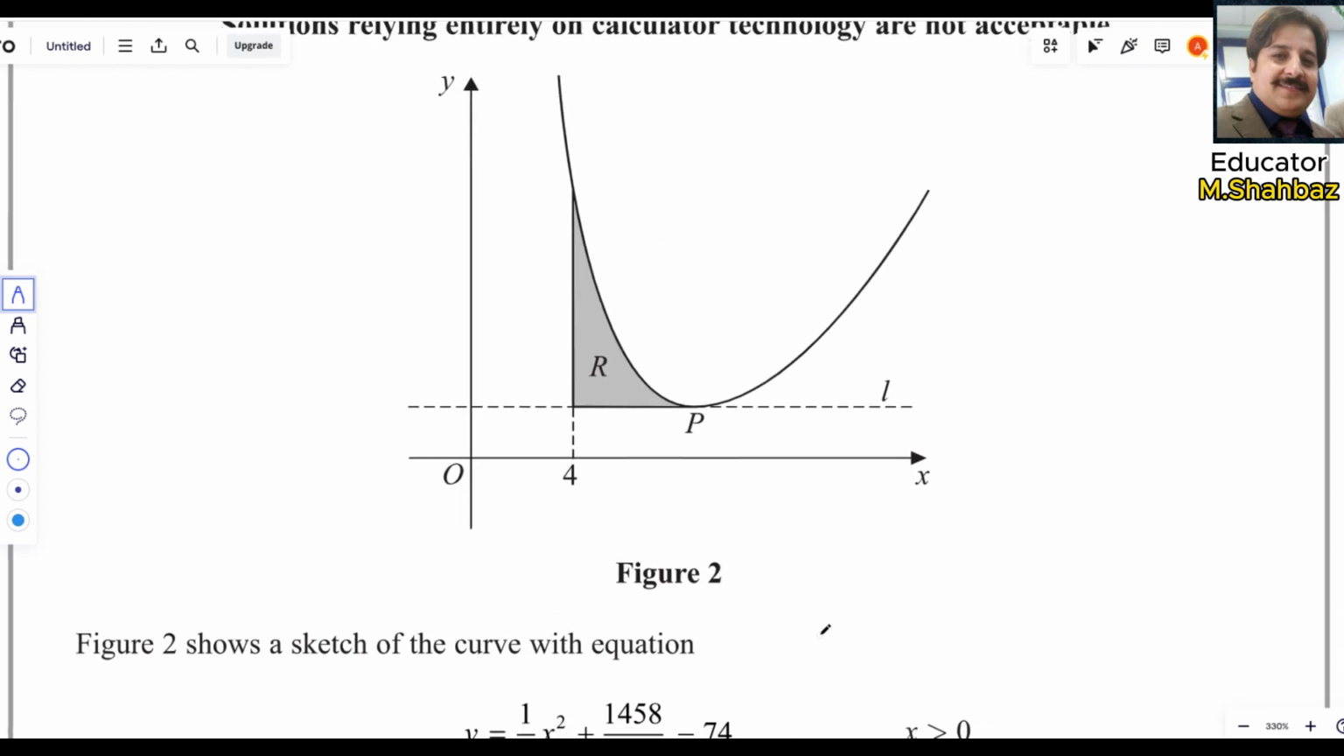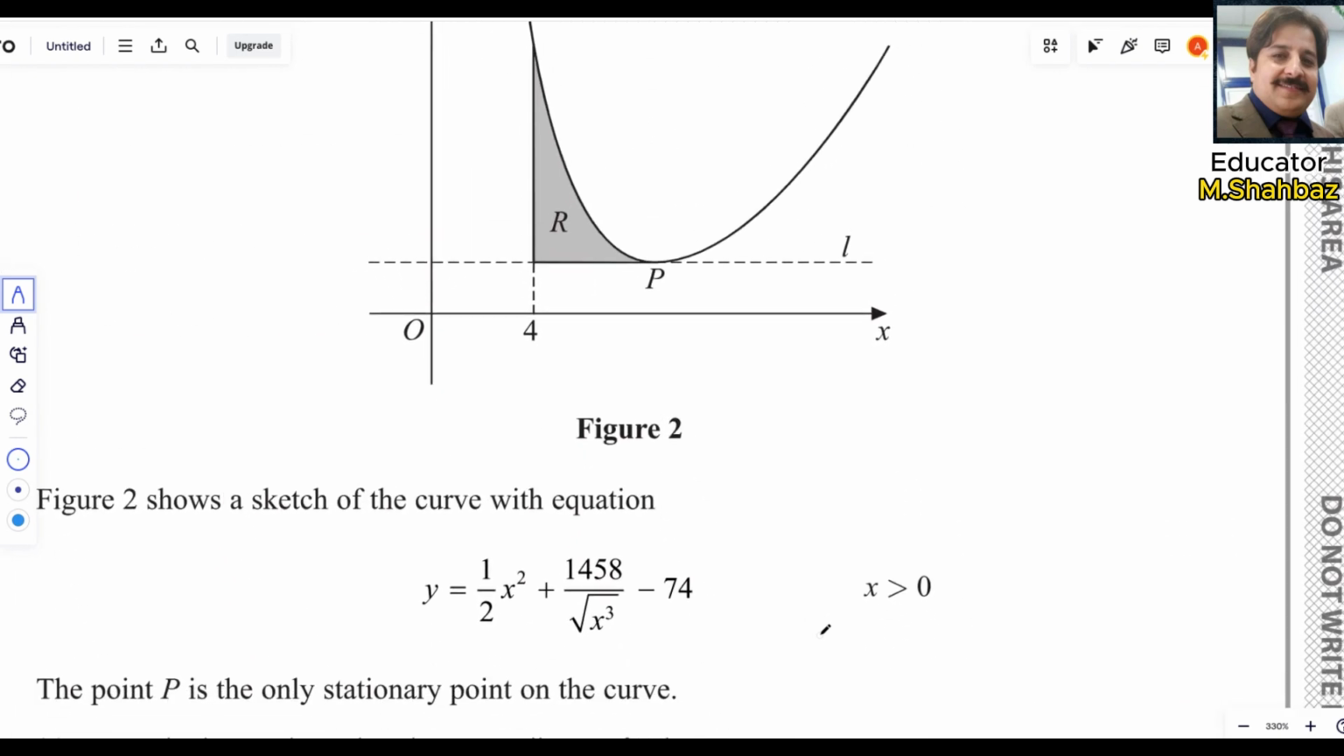Let's go back to the figure. In the previous part, we already found the x-coordinate of point P. The x-coordinate of point P is 9, so it is 9 here. And how to find the height or length of this rectangle? We found a rectangle here, and the width of this rectangle is 5.